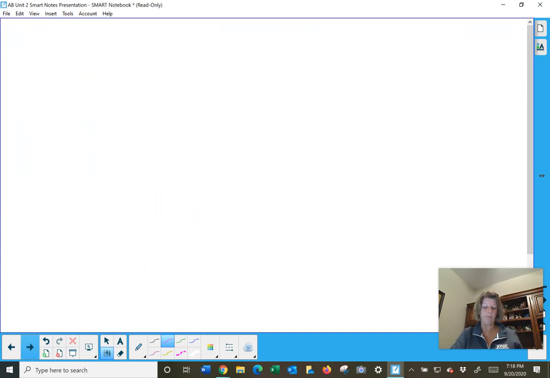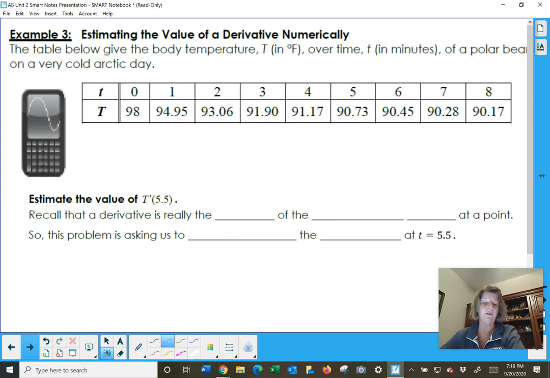Good to know. All right, estimating the value of a derivative numerically. The table given below gives the body temperature in Fahrenheit over time in minutes of a polar bear on a very cold Arctic day. So his temperature starts at 98. Looks like it is decreasing, isn't it? Over 8 minutes is what we're looking at. It says estimate the derivative of T at 5.5.